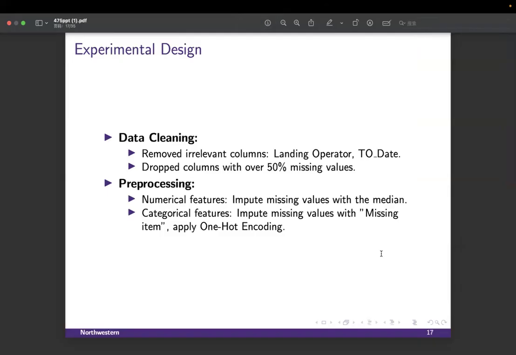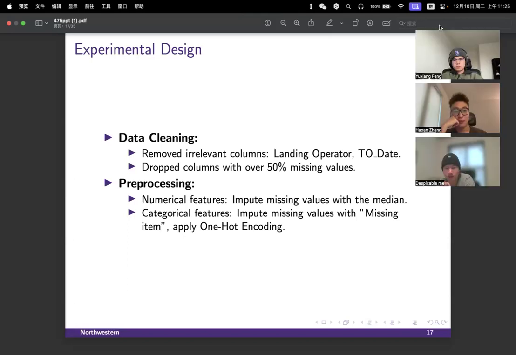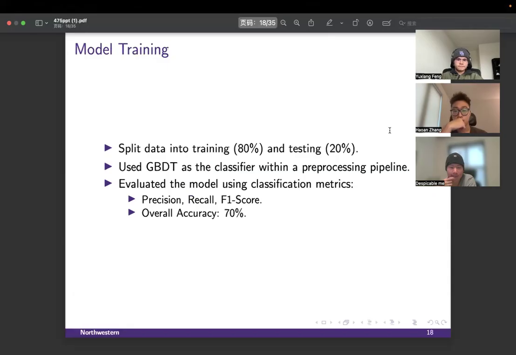Next. So the experimental design: first, we remove the irrelevant columns, handling operator and TO date. And second, we drop the columns with over 50% missing values. Next. This is the model training process. We split the data into training and testing, use the GBDT as classifier within the pre-processing pipeline, and evaluate the model using classification metrics.